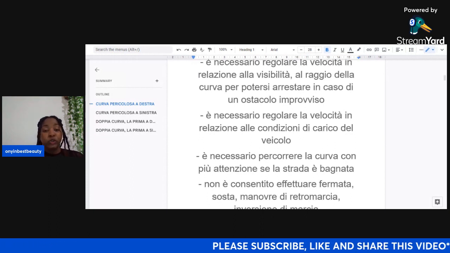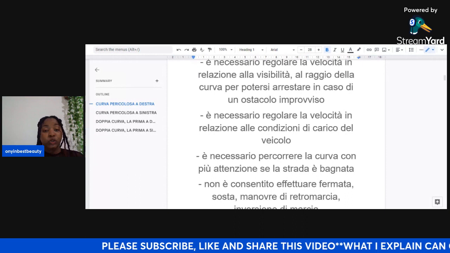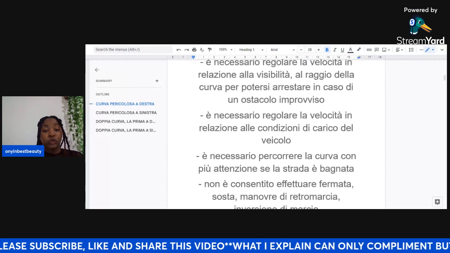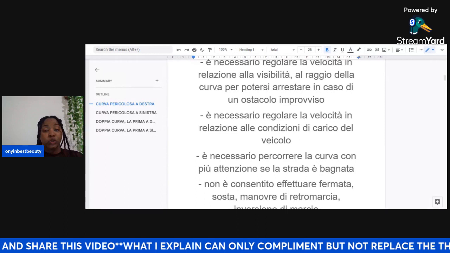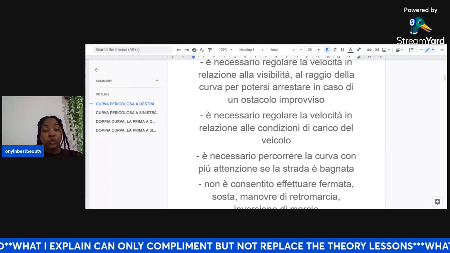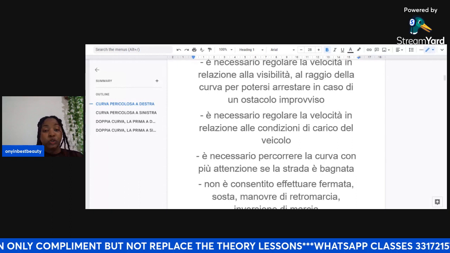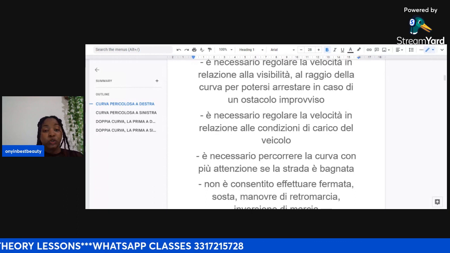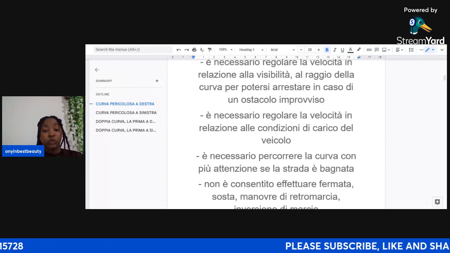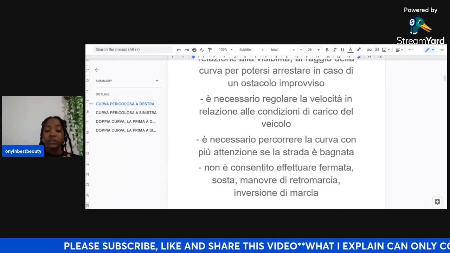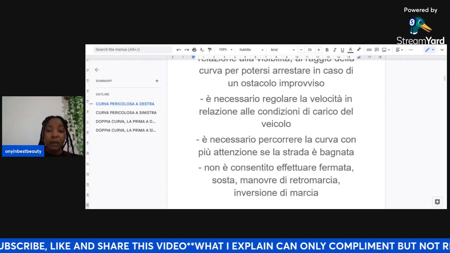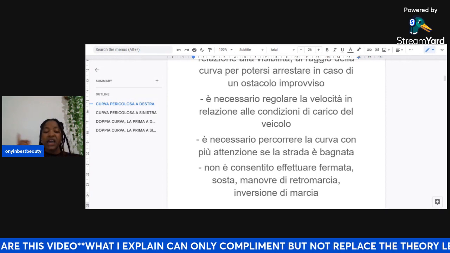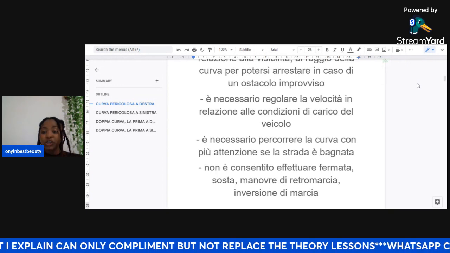Now, if the road is wet, it's only the marshal to do a U-turn. Now, on this road, you're not allowed to do these 4 things. You're not allowed to stop, you're not allowed to park, you're not allowed to do a reverse, and you are not allowed to do a U-turn when you see a curve.